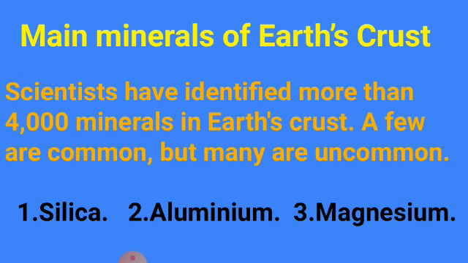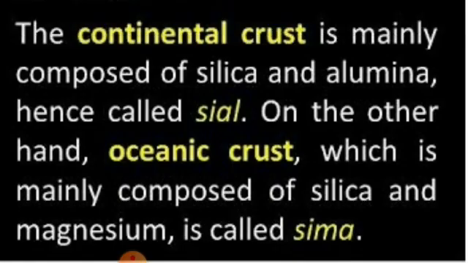Now let us see the main minerals of Earth's crust. Scientists have identified more than 4,000 minerals in our Earth's crust. A few are common, but many are uncommon. The common minerals in our Earth's crust are silica, aluminium and magnesium. The continental crust is mainly composed of silica and aluminium.